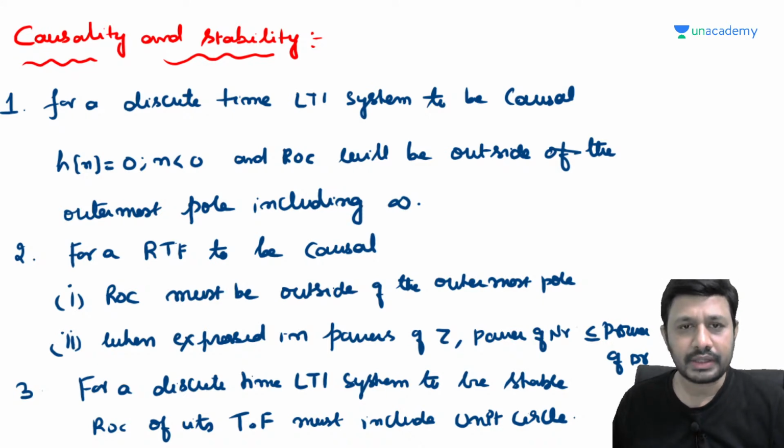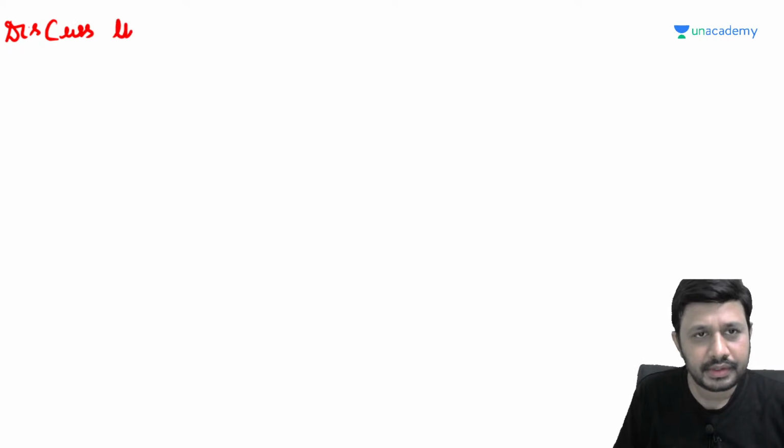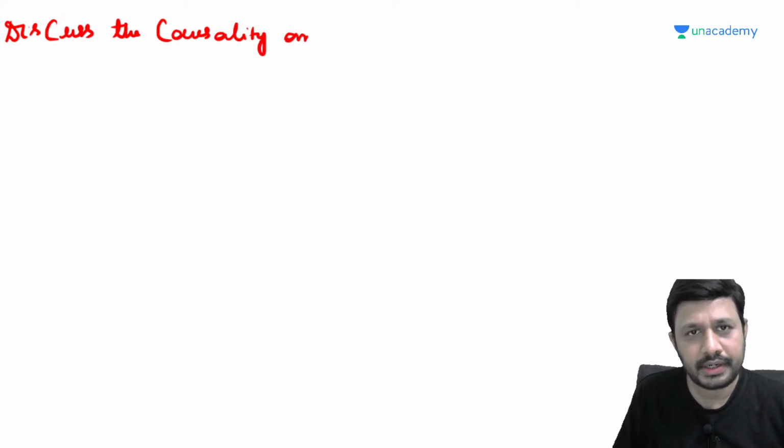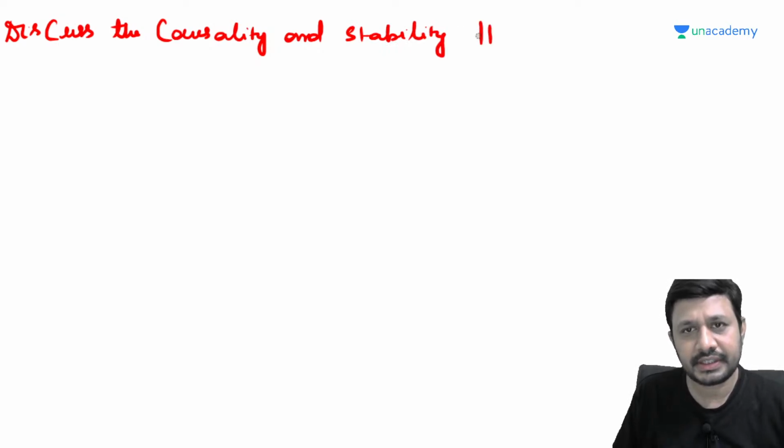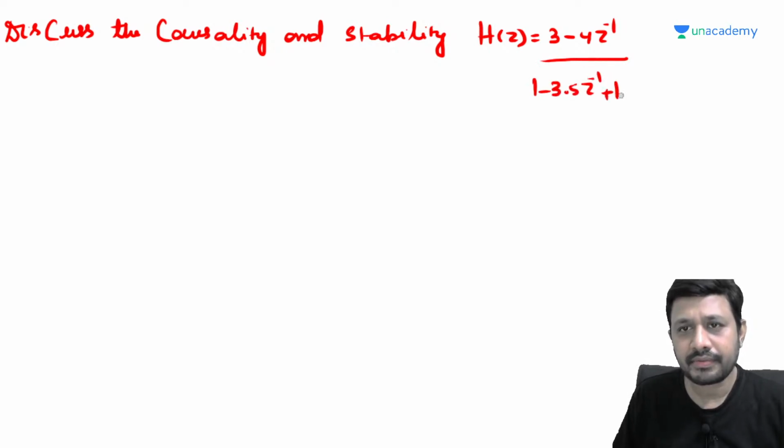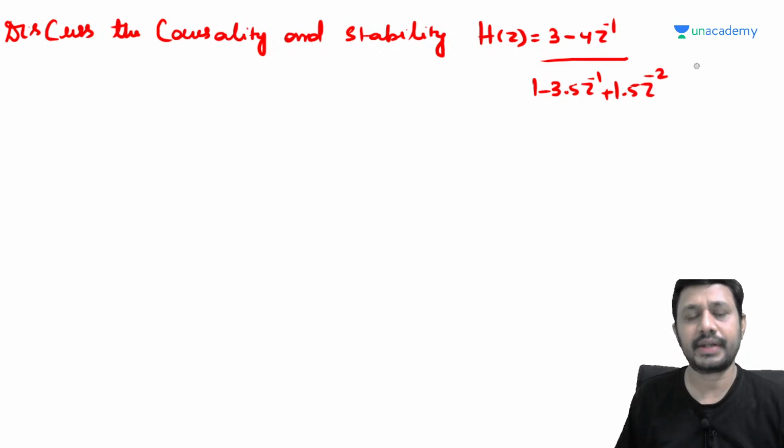Okay, now we'll try to examine this causality and stability by taking an example. So the question is like this: discuss the causality and stability for the transfer function H of z is equal to 3 minus 4z inverse by 1 minus 3.5 z inverse plus 1.5 z power minus 2. This is a transfer function. Now you have to discuss the causality and stability.